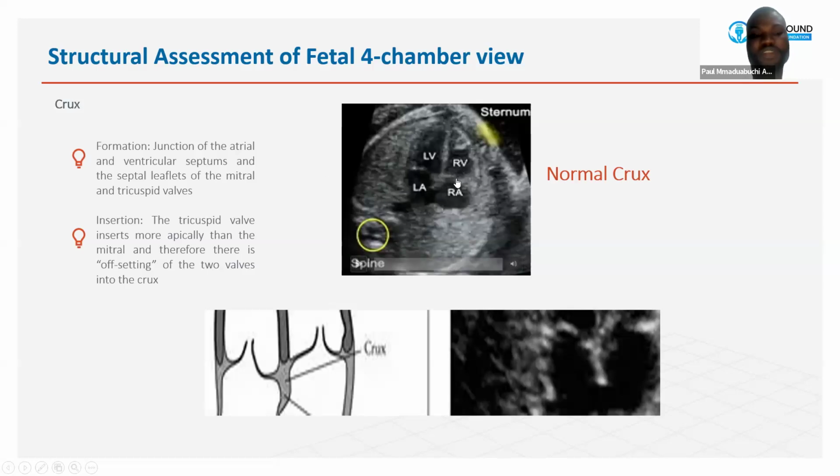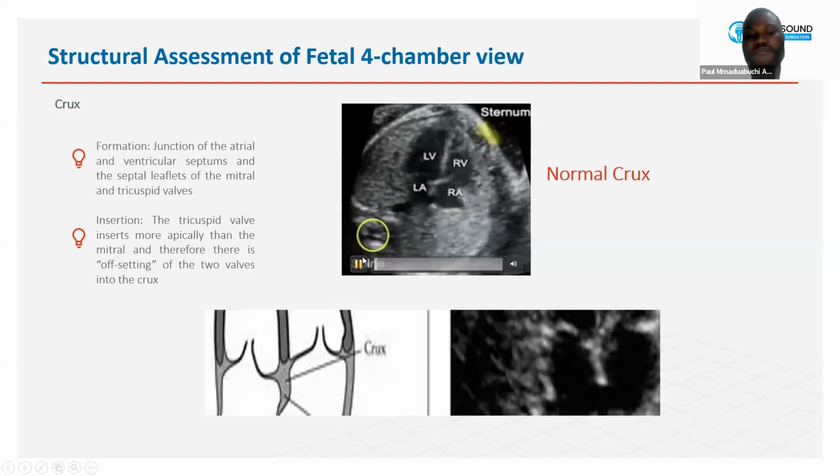You should know, as I mentioned earlier, that the tricuspid valve, which is located at the right side of the heart, inserts more apically than the mitral valve. If you look at this, you could see that it is attached higher than the mitral valve. When they are on the same level, you know that there is an anomaly that you should be looking at. This is a clear image bringing it out. You could see that the tricuspid valve is attached more apically than the mitral valve.